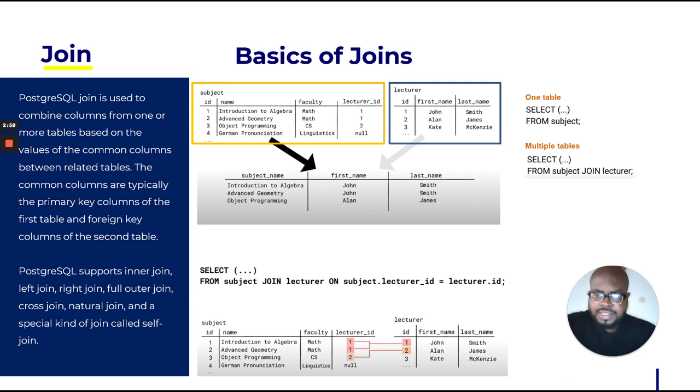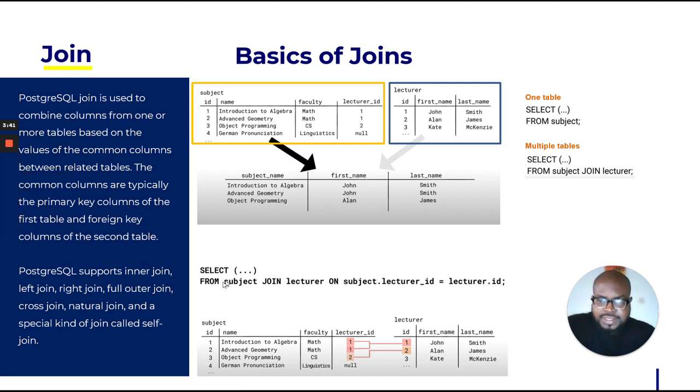So in this example, we would like Postgres to take a look at the lecturer ID in the subject table, and then in turn find the matching IDs in the lecturer table. So you can see my illustration right there. Everywhere lecturer ID is 1, that's in Introduction to Algebra and Advanced Geometry, where lecturer ID is 1, it should match with ID on the lecturer's table, and that's John Smith. So basically, this is how the on keyword works.